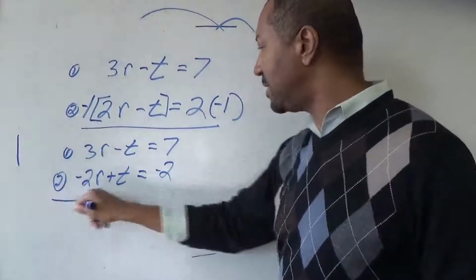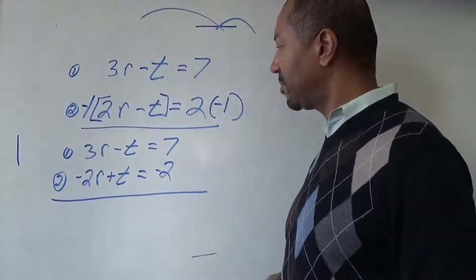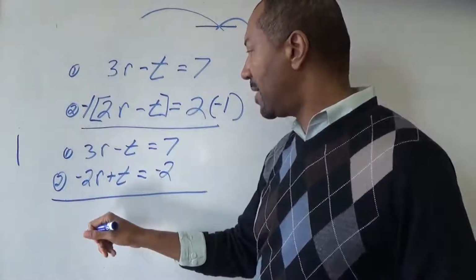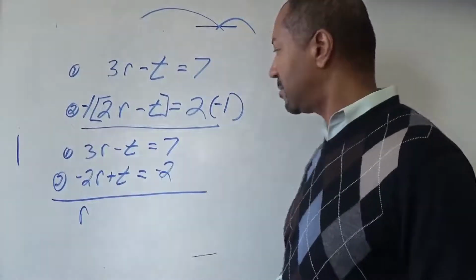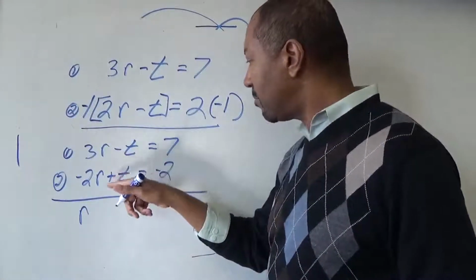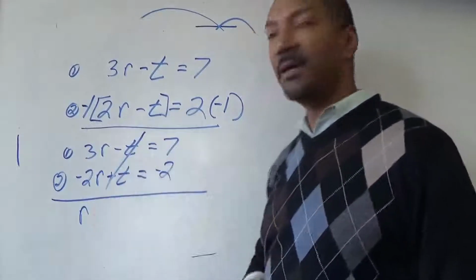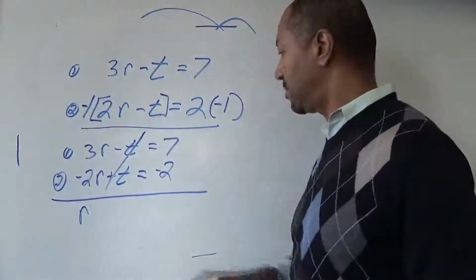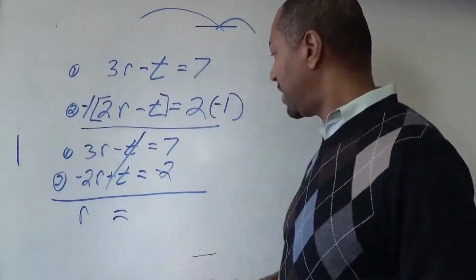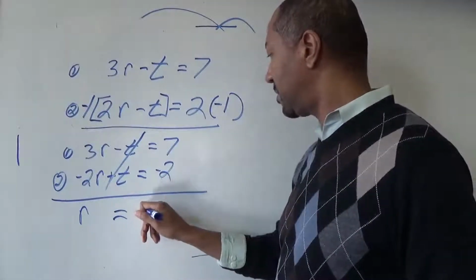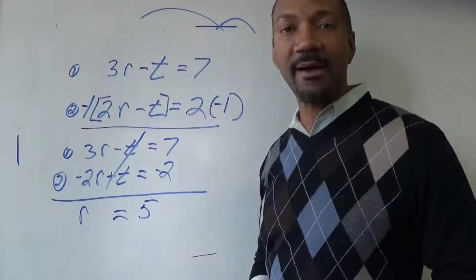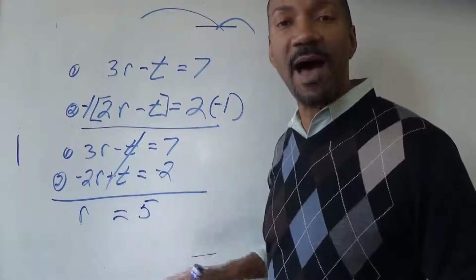Okay, so let's add these two equations up. If we do that, 3r plus a negative 2r, that leaves you with just an r. Negative 1t plus 1t, no more t's. And 7 plus a negative 2 is just 5. And wow, look at that. The answer just jumped right out at us. R is equal to 5.